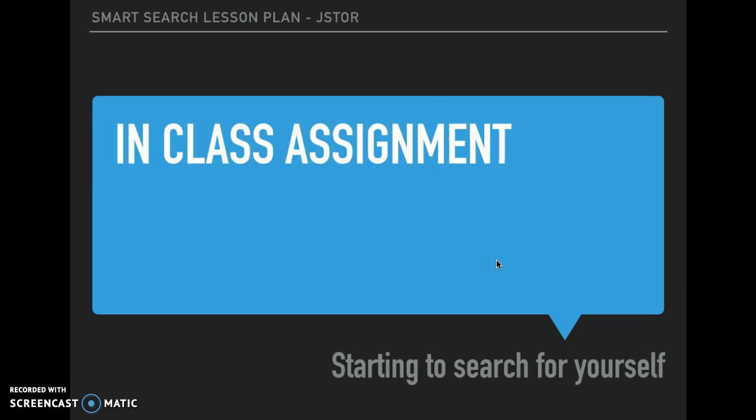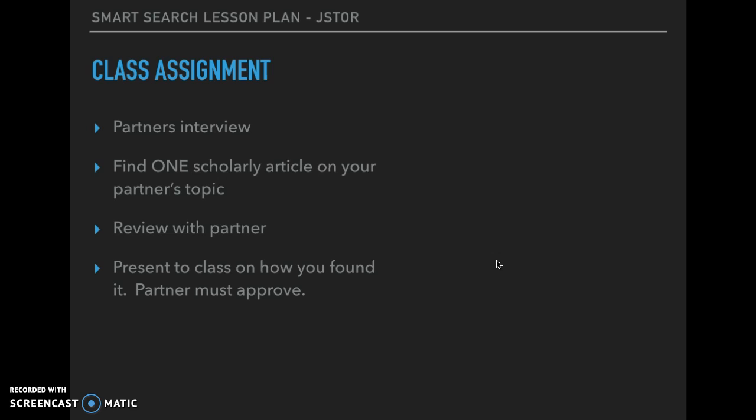So the in-class assignment would be to get with a partner, and the final assignment is to get your partner a scholarly article on their topic. So you're going to do an interview, find out what they're interested in, and then do a search. Review the article you chose with your partner, and that's another way to assess. And then you'll present to the class exactly the trail that you used to get to the article.